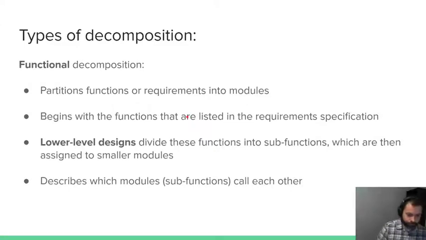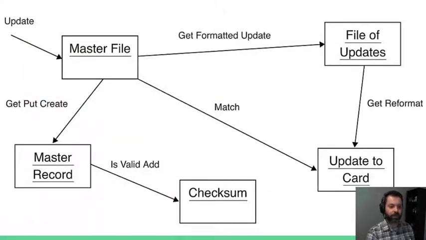So the next step then, let's look at it from the functional perspective. So first, object-oriented. If you get lost in what all these different types of decomposition are, look at the bolded word. Object-oriented, looking at the objects. Functional decomposition, we're looking at the functions. So take your functions, break them into modules. So let's say that we have a requirement specification and we have a list of functions that we have to implement. Right, so let's go back here. Here are some functions: update, get, put, create, match, is valid, add. Let's consider this one function.